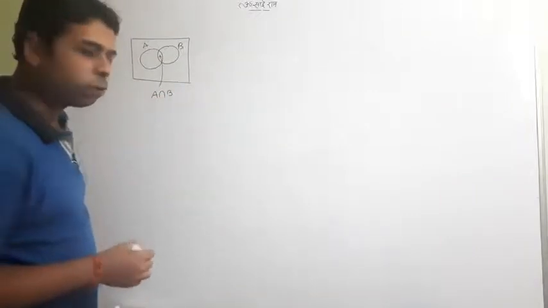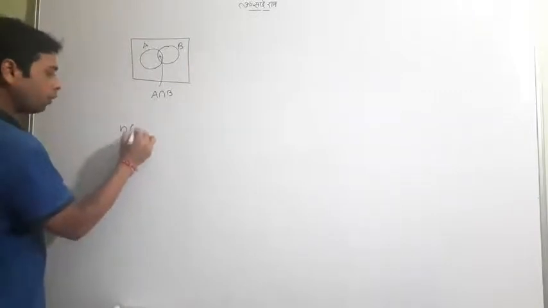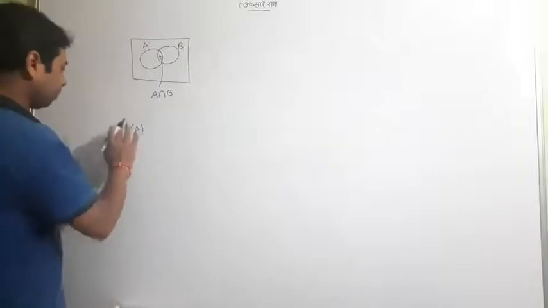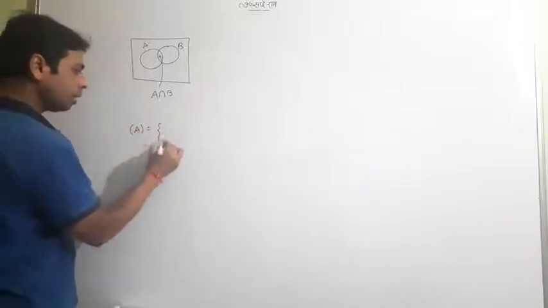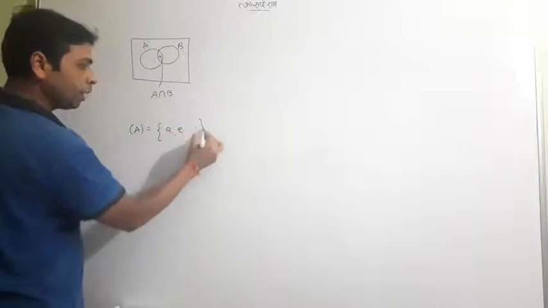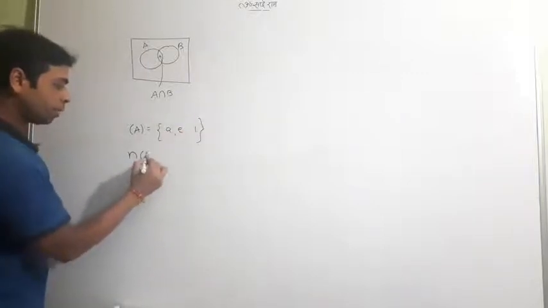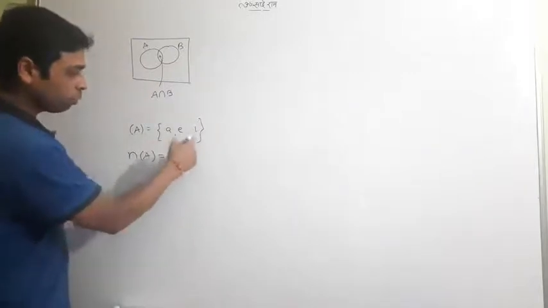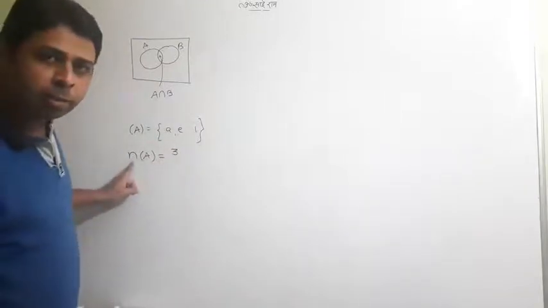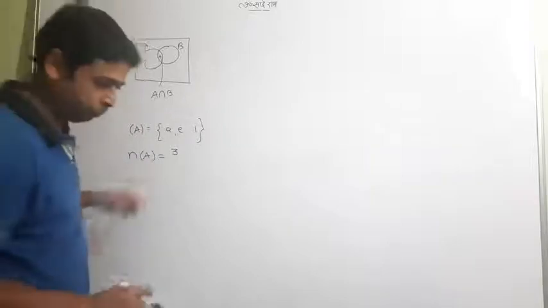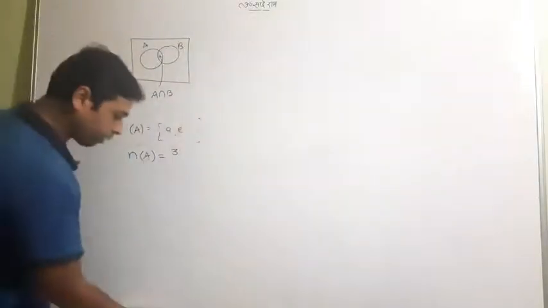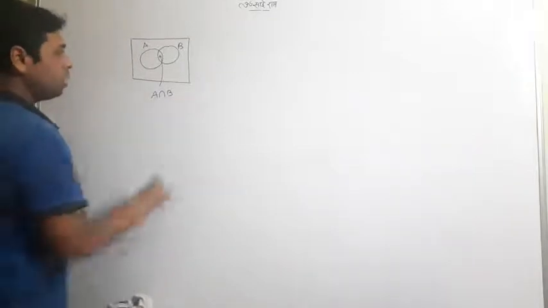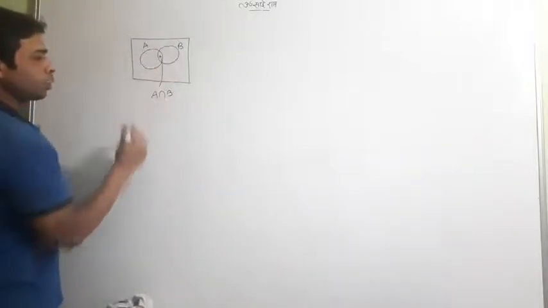Now next, look at n of A. n means the number of elements in A. Like if A is a, e, i, 3 elements, then the number of elements in A is given by n of A, which is 3: 1, 2, 3 elements. So n represents the number of elements in the set A. Keep this in mind.